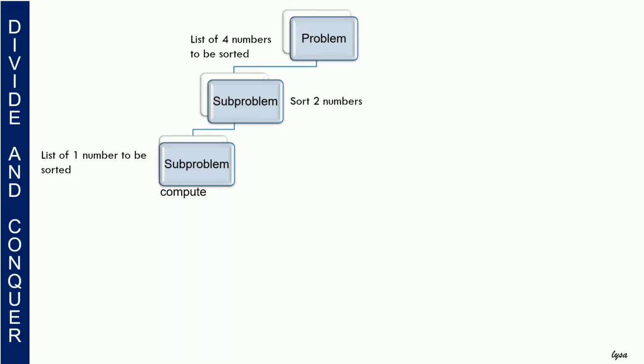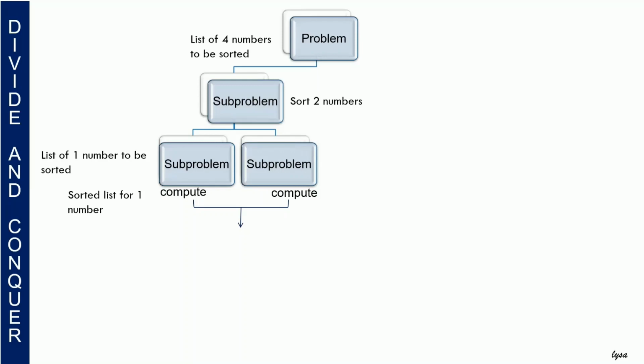And then I perform the computation, which means I sort the one element. And what is the sorting of one element? The element itself. So the final answer is a sorted list of one element. Now, after I finish the left side of the subproblem, I go to the right side of the subproblem. Please note, the size of my subproblem is 2. Left side, I took 1 number. So in the right side of the subproblem, I take the other number. Again, I compute it, which is nothing but sorting a list of 1 number.